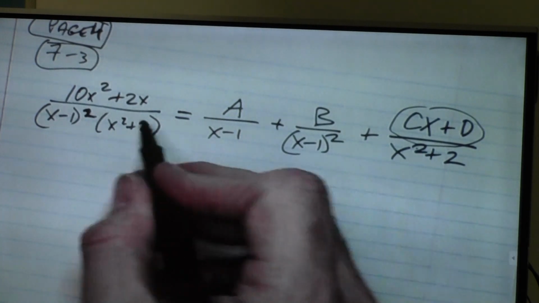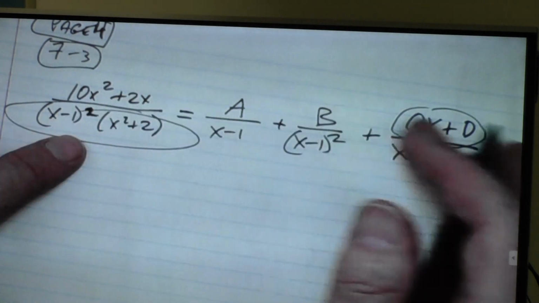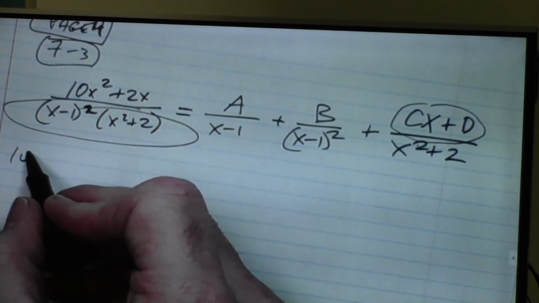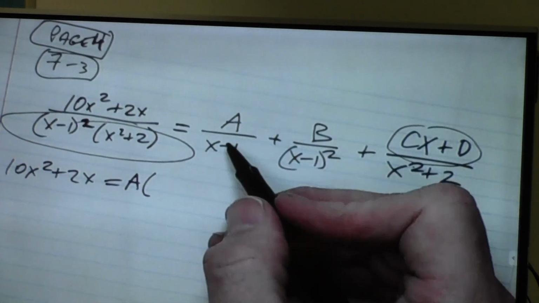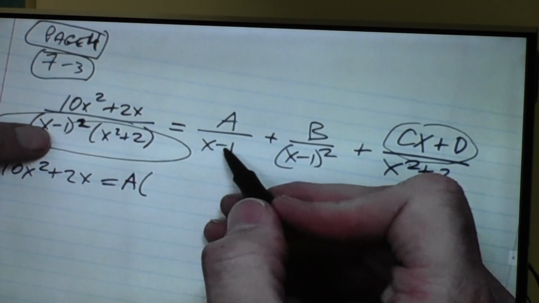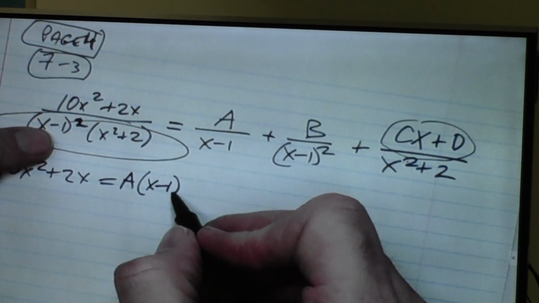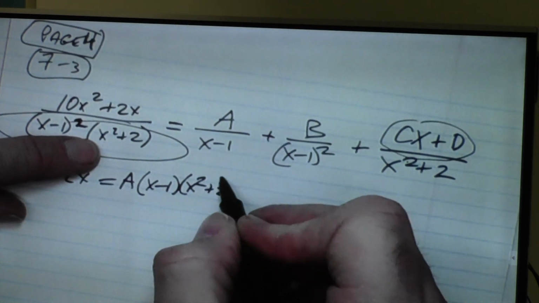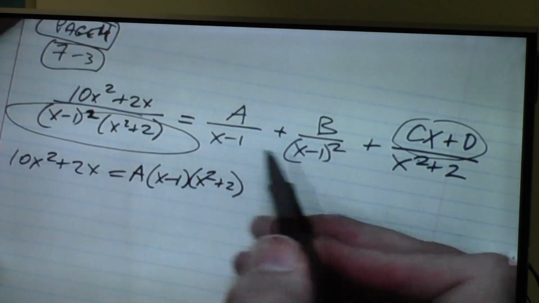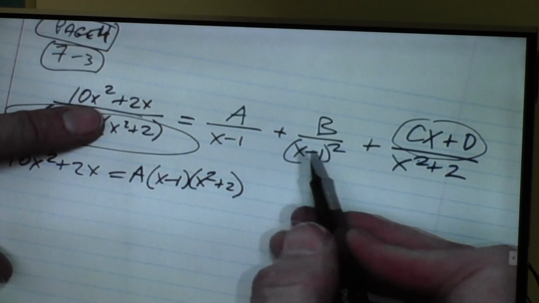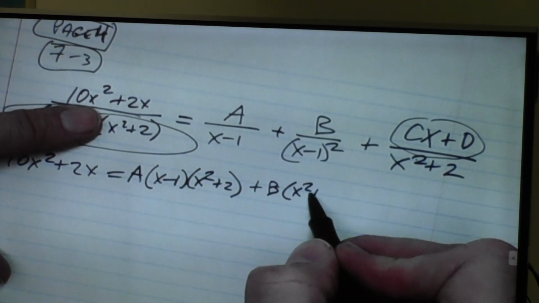So, when we multiply by the LCD on both sides, we're going to multiply by that on the whole thing. So that means we're going to get the 10x squared plus 2x equals a times this whole thing except for the x minus 1. 1x minus 1 gets canceled out. So we're going to have 1x minus 1 and x squared plus 2. On this one, when we multiply by that, the whole x minus 1 squared goes away, but it will be b times that, plus b times x squared plus 2.